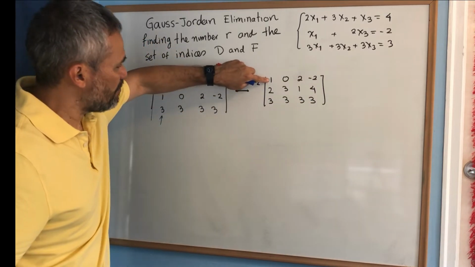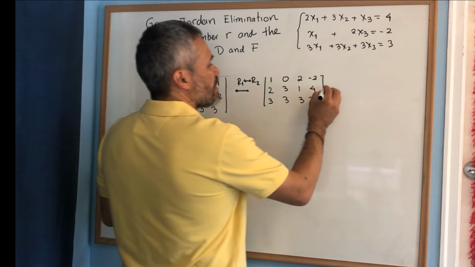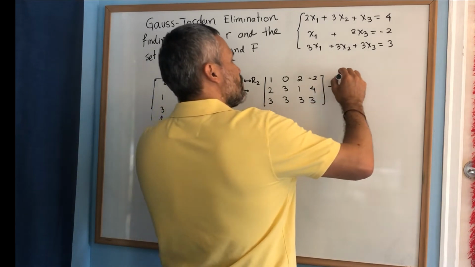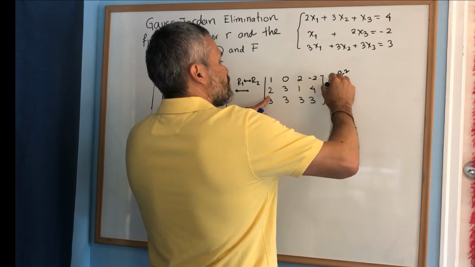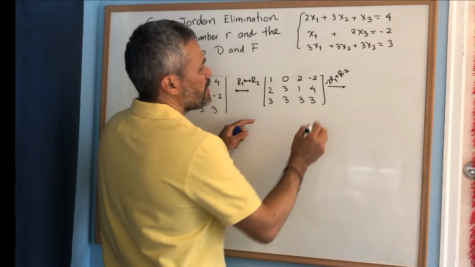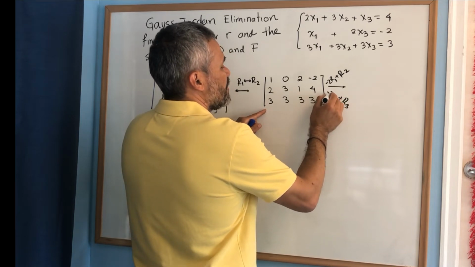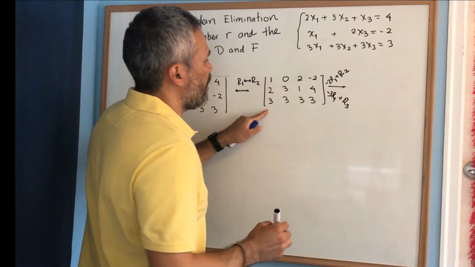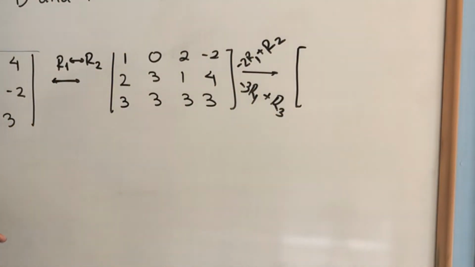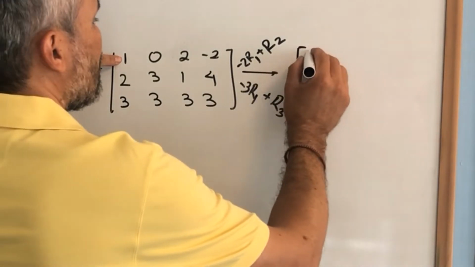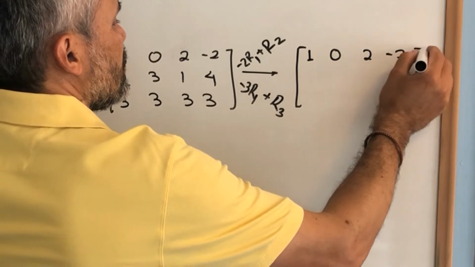Now we use the pivot to put zeros here and here. Then I can accomplish that by changing row 2. We change row 2 by adding negative 2 times row 1. And then I can change row 3 by adding negative 3 times row 1. When I do that, I get this matrix. What row is not going to change? Row number 1. 1, 0, 2, negative 2.